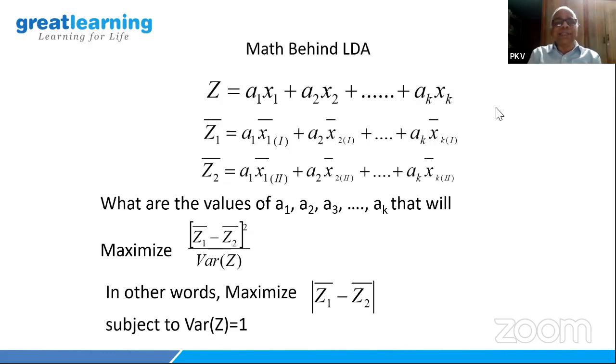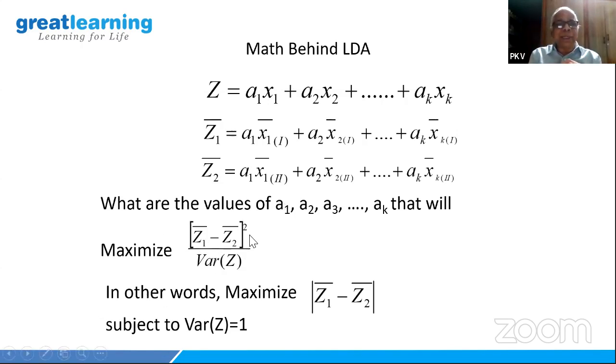Now, how do I get the weights A1, A2, A3? On what basis? Fisher says you compute the mean for Z for the first group, call it Z1 bar. You compute the mean for the second group for all the feature variables, call it Z2 bar. Then the square of the difference, Z1 bar minus Z2 bar squared, divided by the variance of Z, must be maximum. In other words, the squared distance divided by the variance must be maximum.